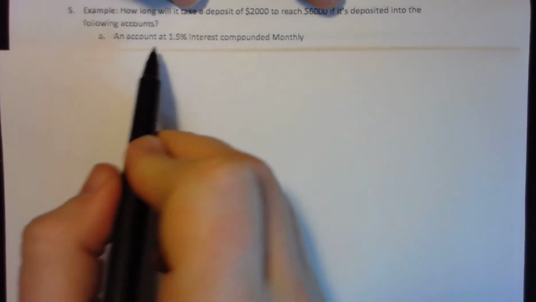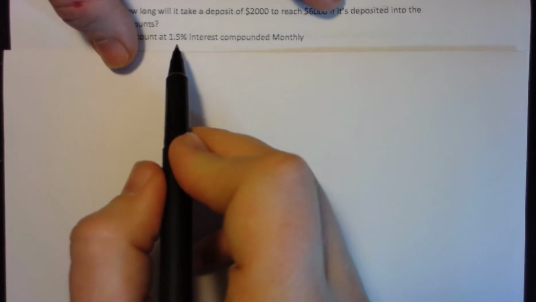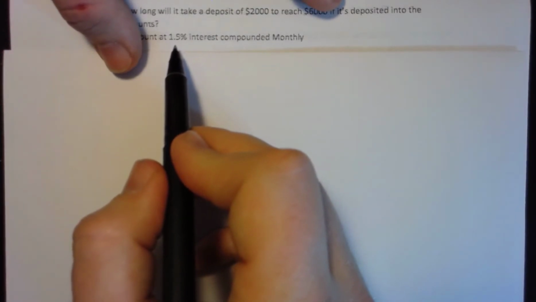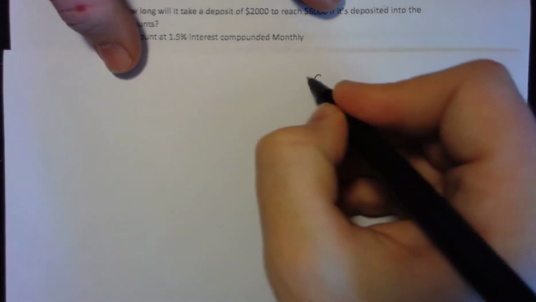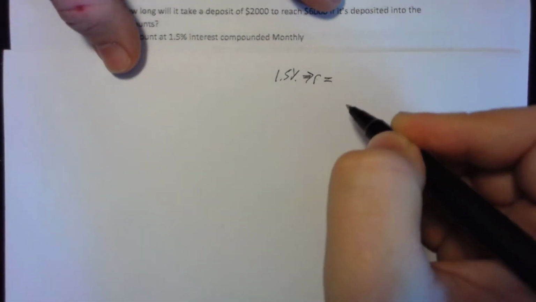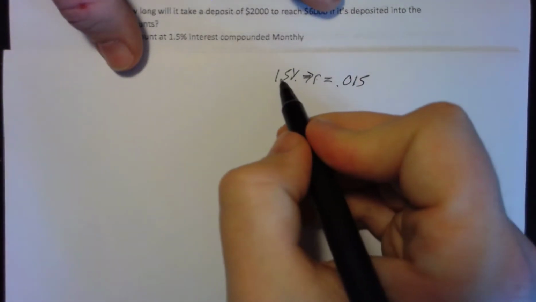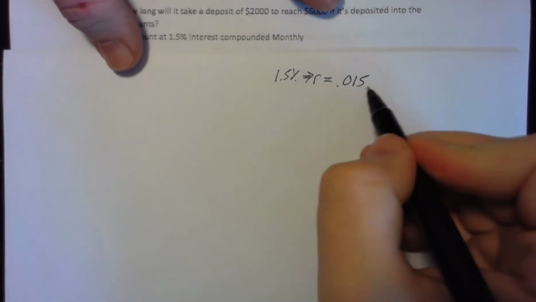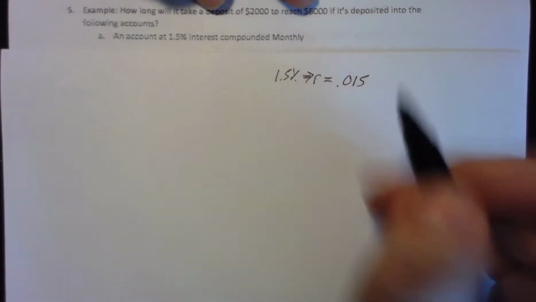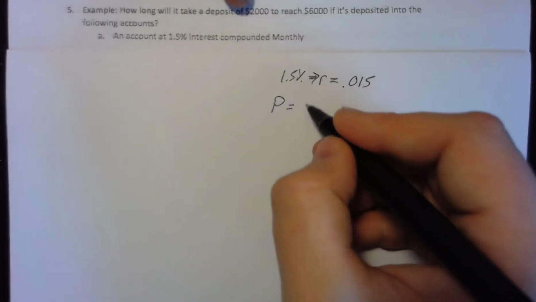Now, just so you know, 1.5% interest is a very uncommon savings account interest. In most savings accounts, you have less than 1%. Keep in mind that 1.5% correlates to an R value equivalent to 0.015. Again, the decimal place moves over twice to get me my percentage value. My P value is the amount that I'm investing, and that's going to be $2,000.